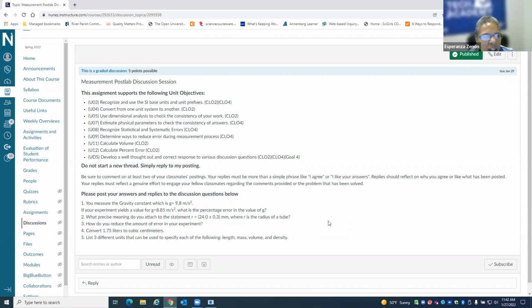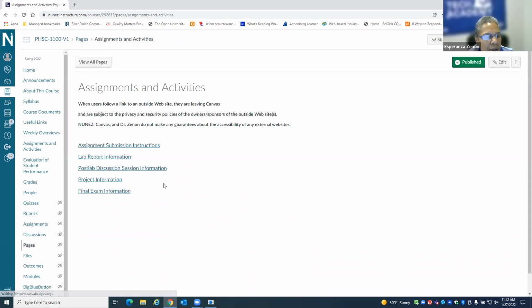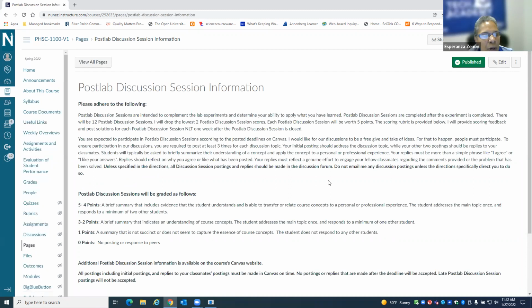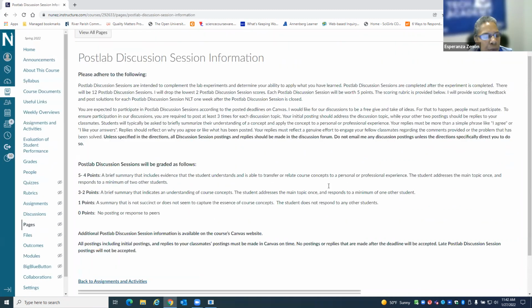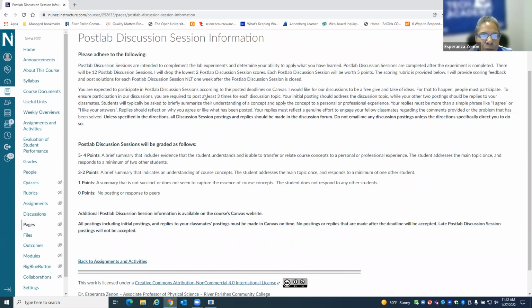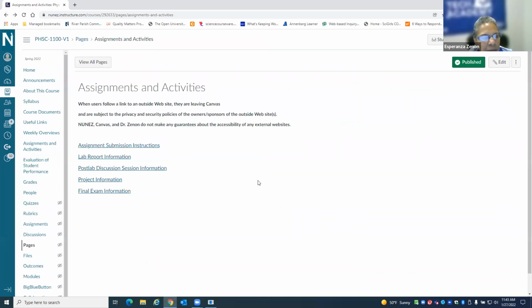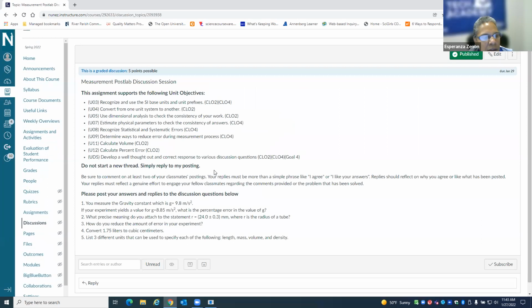All right. If you go back under assignments and activities, the information on post labs is available. It explains what you do with post labs and how I score them. That information was also in the syllabus if you took a look at it, right? So you know exactly what the expectations are in terms of what you should be doing and how I'm going to grade it. So any questions about the post lab? No, ma'am. Okay. All right.